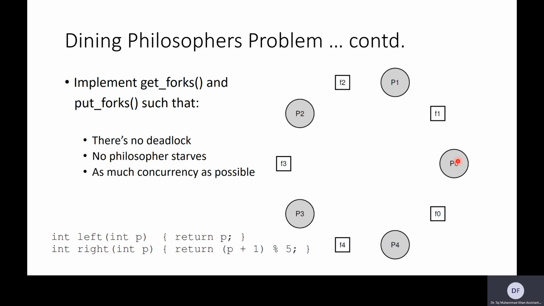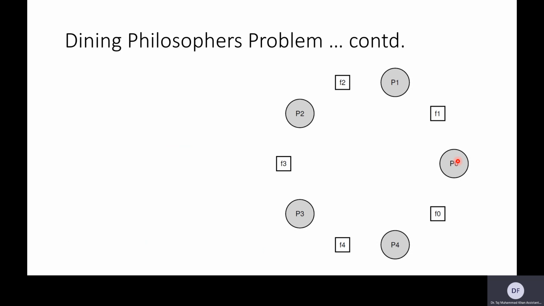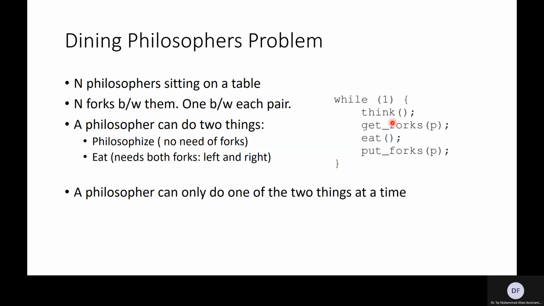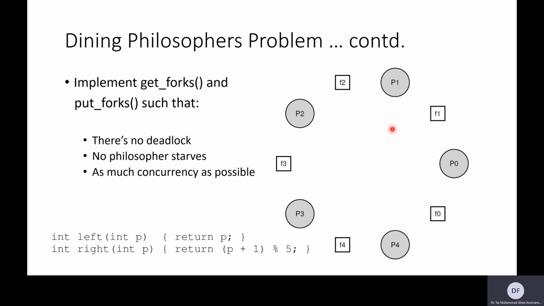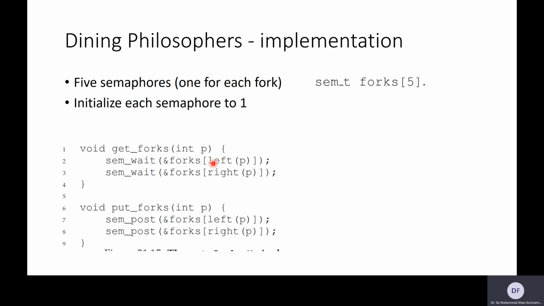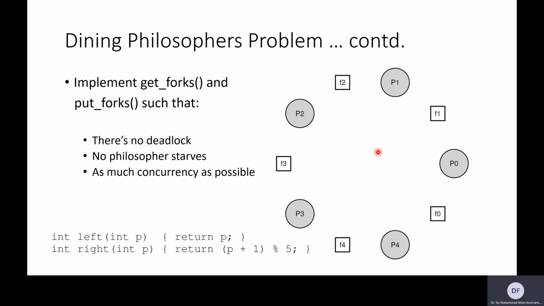The P0 philosopher thread runs first. After thinking, it will call the get forks function. The get forks function, as you can see, first calls sem_wait on the left fork and then sem_wait on the right fork. So let's see, P0 runs first.